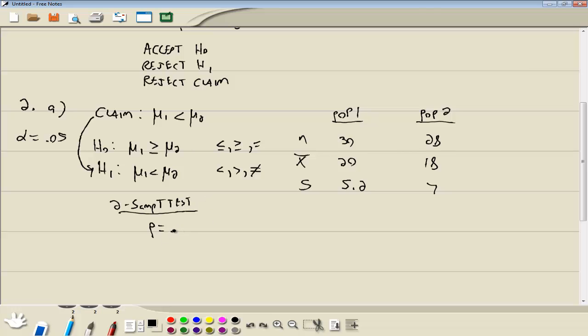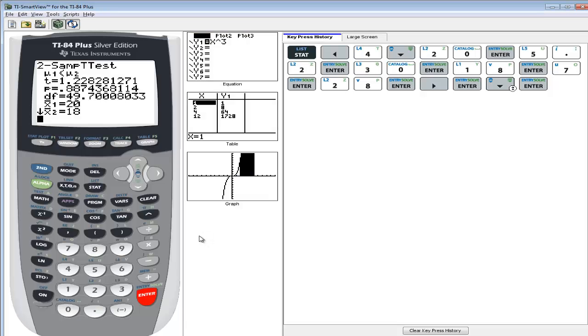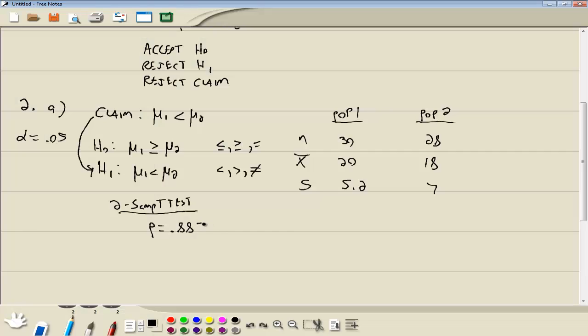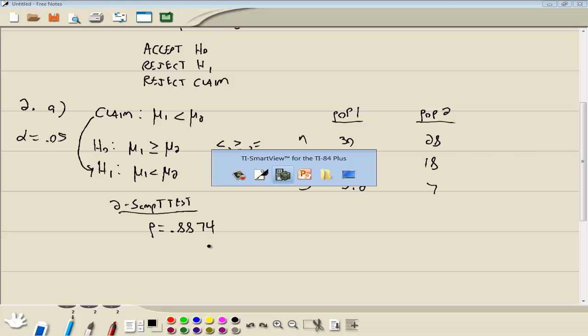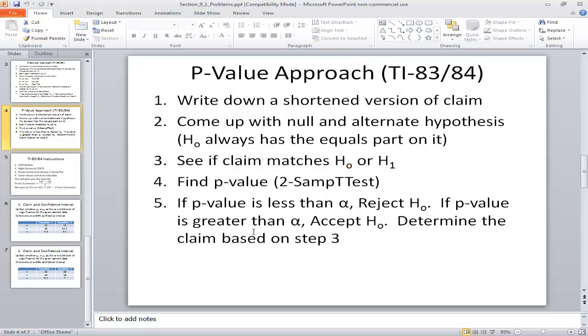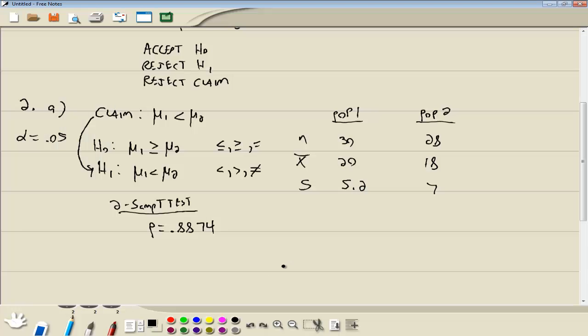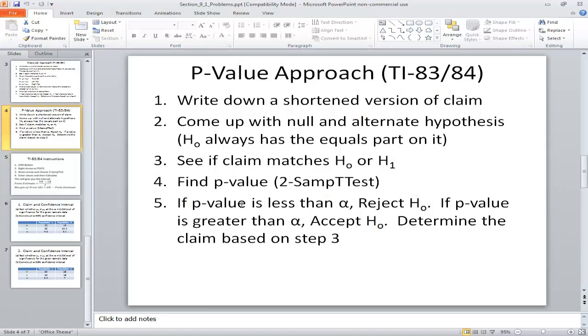Again, a very large p-value, 0.8874. Oftentimes you have very large p-values or very small ones when you make up the data. It's more reasonable if you're doing it in real life. I just made up these numbers.